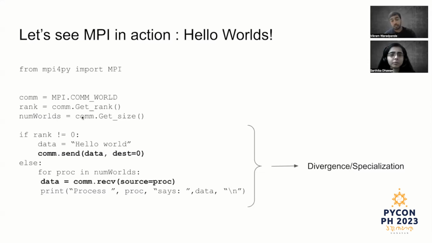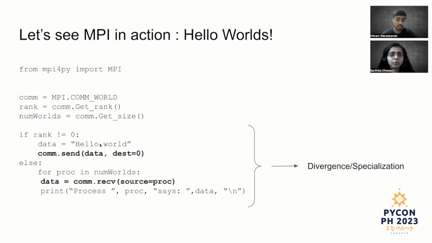Now here is where it gets interesting, because based on my rank, I can do specialization, or you can call it divergence. So I can specify that if my rank is not 0, that is, my rank is 1, 2, or 3, I can send a message to process 0 by doing com.send data. In this case, data is basically hello world.